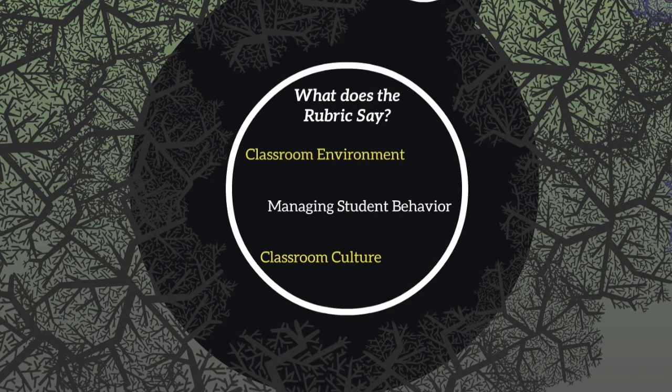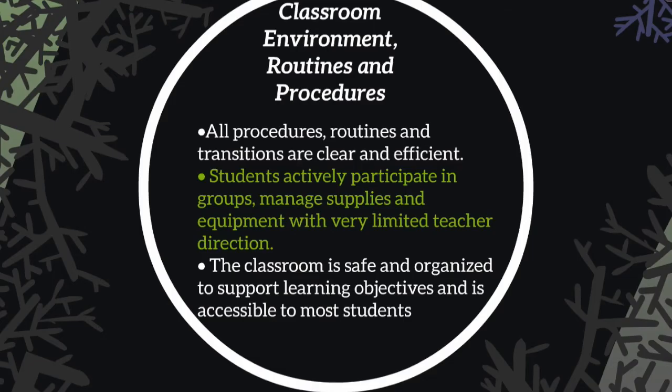So in the rubric, we have three dimensions that are in the learning environment. We have our classroom environment, managing student behavior, and classroom culture. So now let's dig into each one and look at some examples for each of these dimensions.